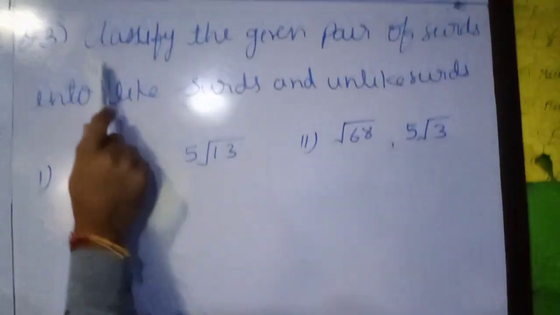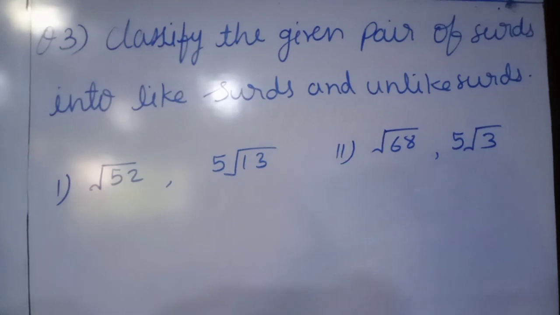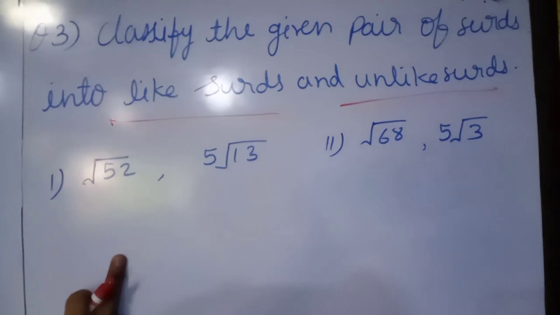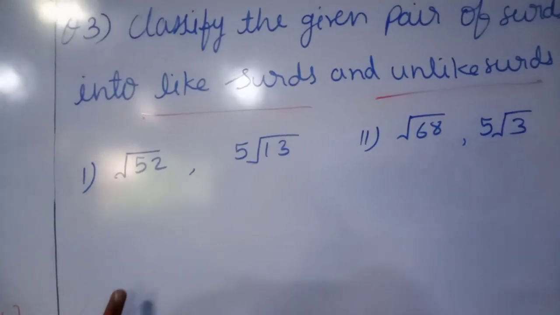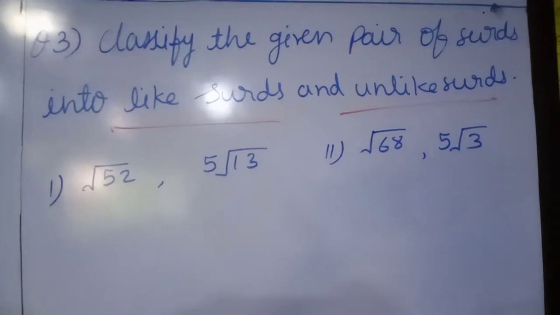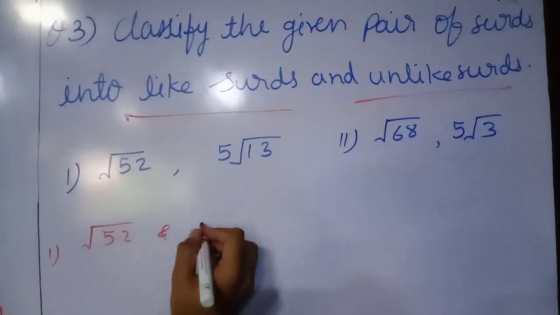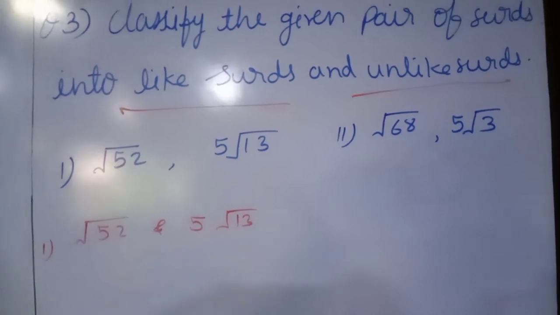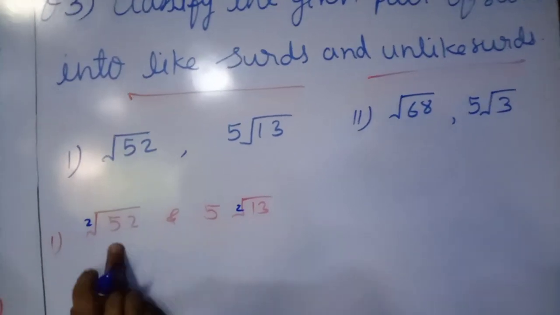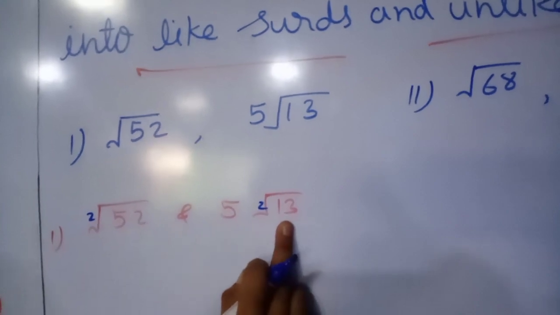Sum number 3. Classify the given pairs of surds into like surds and unlike surds. Yes, just recall what are like surds. Whenever we are talking about like surds, the order should be same and on the basis of that the radicands also same, so we can say that is like surds. The first one, root 52 and 5 root 13. So here we have the order 2 and here also 2.